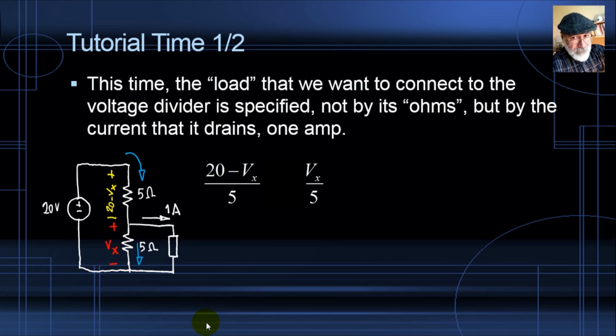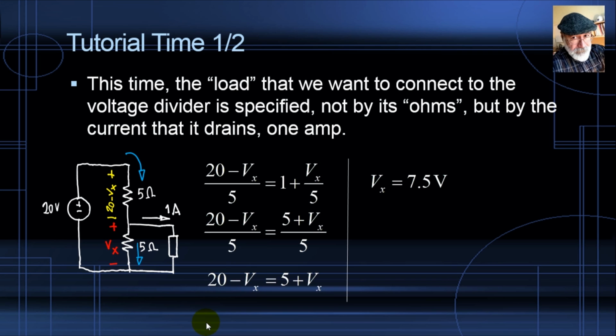Currents arriving in the node, 20 minus Vx over 5. Currents leaving the node, Vx over 5 plus 1 amp. There's your KCL equation. Solve for Vx, and you get that the voltage Vx is 7.5 volts. Neat. It is not 10 volts anymore. No, it isn't. It's less than that. By the way, what is the equivalent resistance of the device you connected, Rx? Ohm's law. Voltage Vx divided by the current, 1 amp, that is the resistance Rx of the device that you connected, 7.5 ohms.